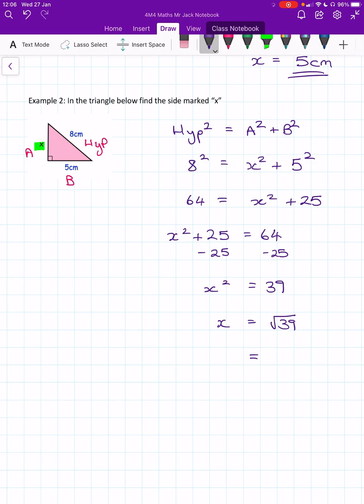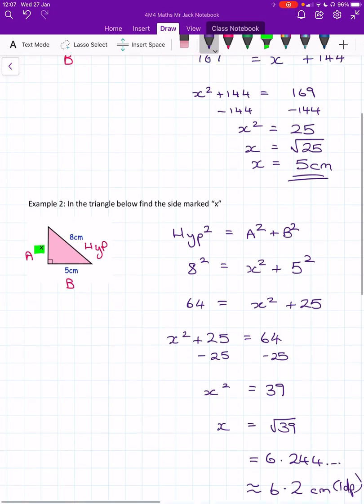Now, that doesn't have a nice answer. It's going to be 6.244 and then lots of numbers. So I'm going to round that. I'm going to make that 6.2, and that's a 1 decimal place answer. Okay, quite common to have to round when you're doing Pythagoras. Not always, but it is quite a common thing to have happen. So we're saying there that side A is 6.2 centimeters in this example.